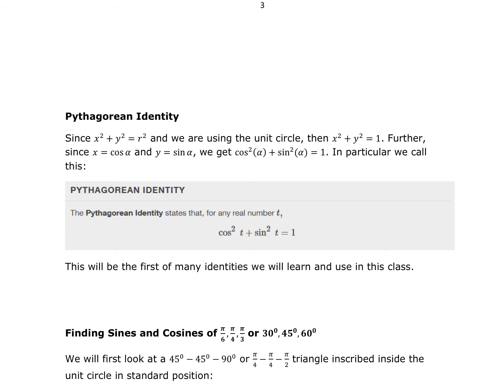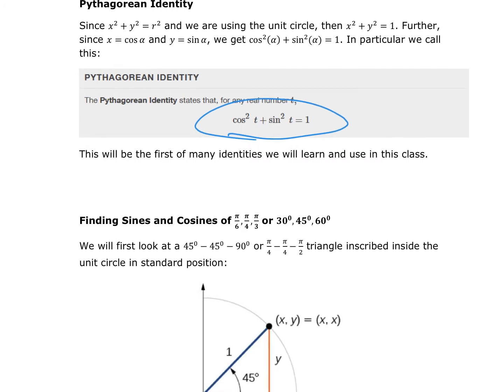So this is another one that's really important, and it's going to be somewhat a foundational identity that we're going to use throughout this entire class. In fact, throughout all of calculus as well, we'll use a lot of that Pythagorean identity. So make sure that you ask good questions in class if you're not sure how that came about.